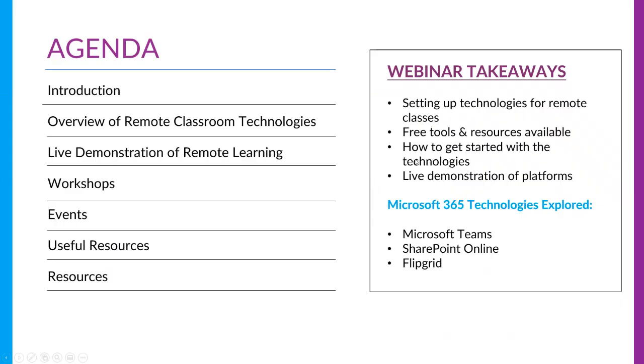So the agenda of what we're going to cover today. We're going to do an introduction, an overview of what tools are available. We're not just going to cover Microsoft Teams, but some other tools like SharePoint Online and another product called Flipgrid. We're going to give a quick overview of what's available in terms of resources and help for people and schools at the moment. We'll then jump into some of the workshops and events that we've been doing, and then we'll cover useful resources that you can get started with.